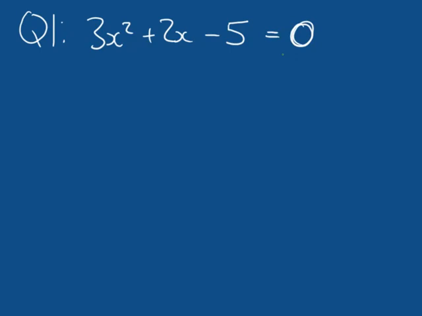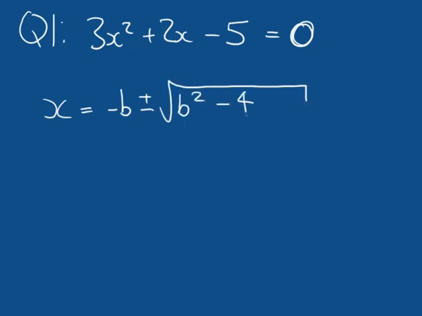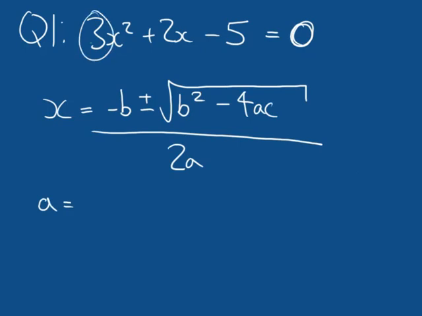Okay, welcome back everyone. So we know our formula for solving this quadratic equation is x is equal to minus b plus or minus the root of b squared minus 4ac, all over 2a. So now we can plug numbers into this equation. We know that a is equal to 3 because it's ax squared. B is equal to 2 because we have ax squared plus bx. And c is equal to minus 5.